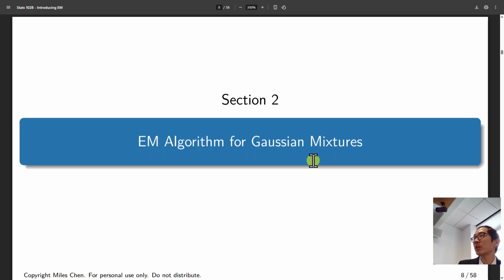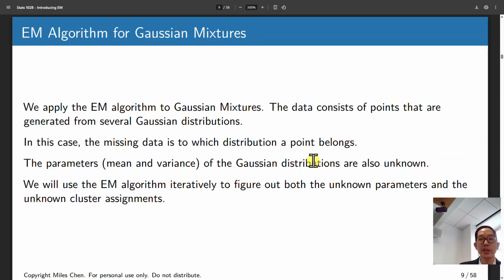And so we'll apply this to a situation where we have Gaussian mixtures, a mixture of normal distributions. The data that we have are going to have been generated by several different Gaussian distributions, except we don't know which distribution a data point came from. So our missing data is which distribution a point belongs to, because we'll basically have the value of the point.